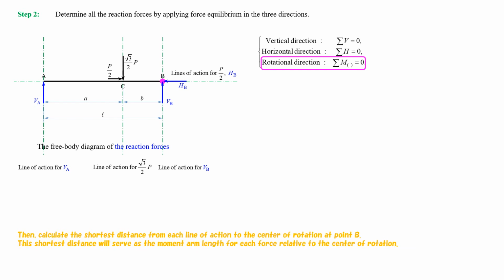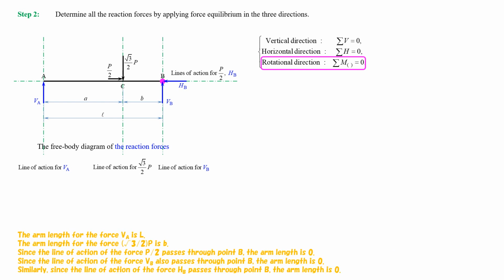Then, calculate the shortest distance from each line of action to the center of rotation at point B. This shortest distance will serve as the moment arm length for each force relative to the center of rotation. The arm length for the force VA is L. The arm length for the force, the square root of 3 divided by 2, multiplied by P, is B.